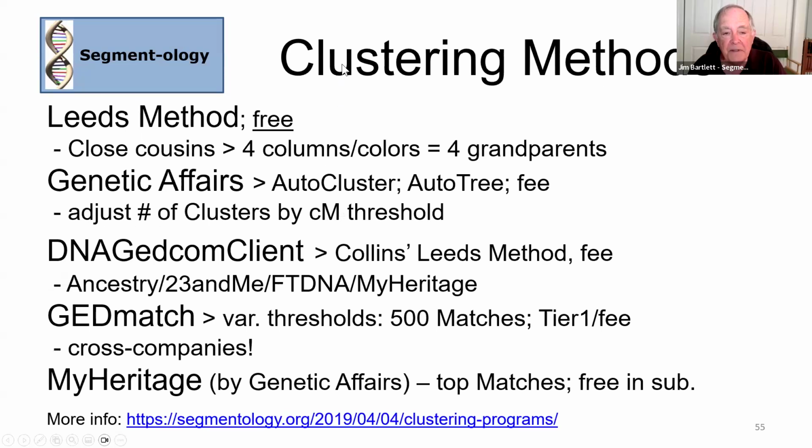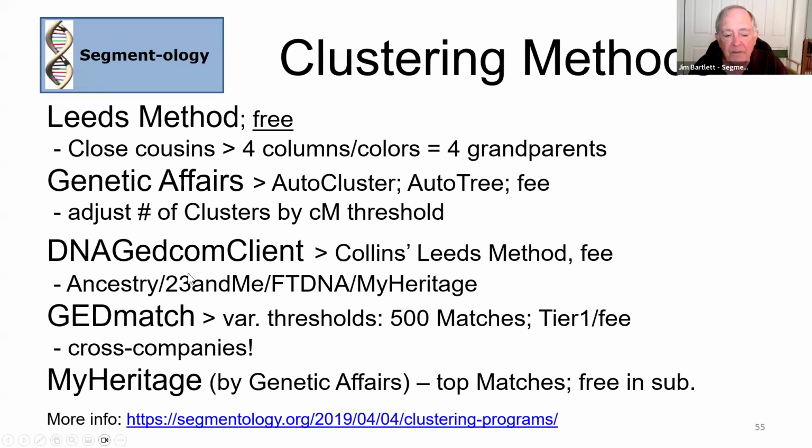So the clustering methods, there is the Leeds method. This is where you basically do 4 columns and 4 colors, and you get your 4 grandparents with your top-most matches from 90 to 400 cMs. Genetic Affairs has a fee. You can subscribe to that, and you can adjust the clusters. And DNA GEDCOM client, this is the one that I use most of the time. I think it's $50 a year to belong to that.